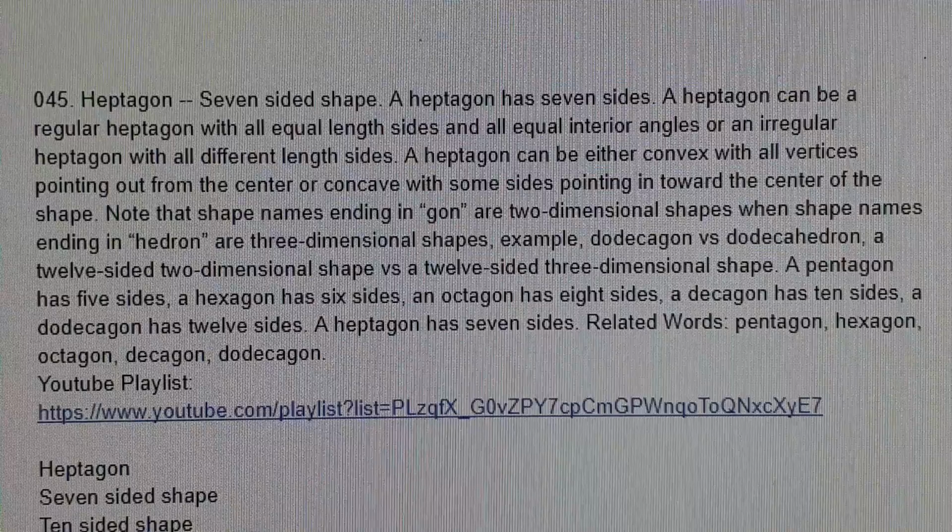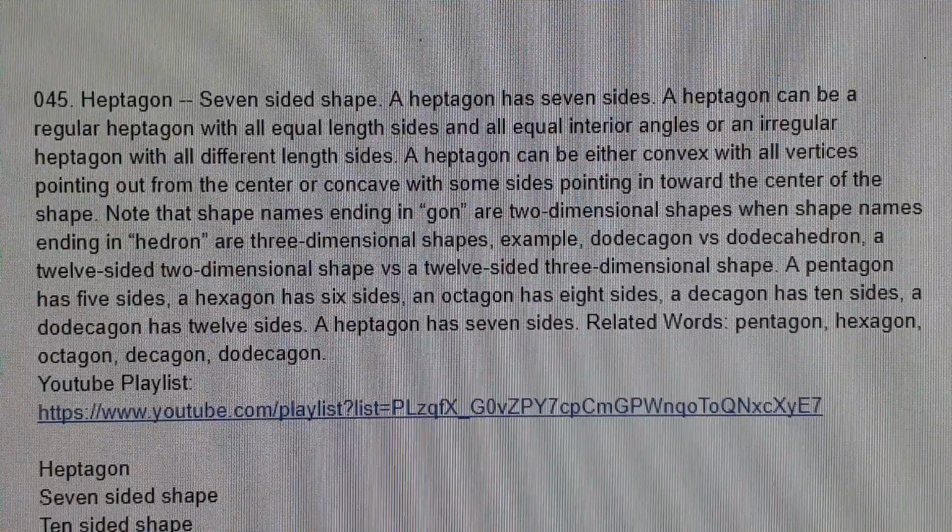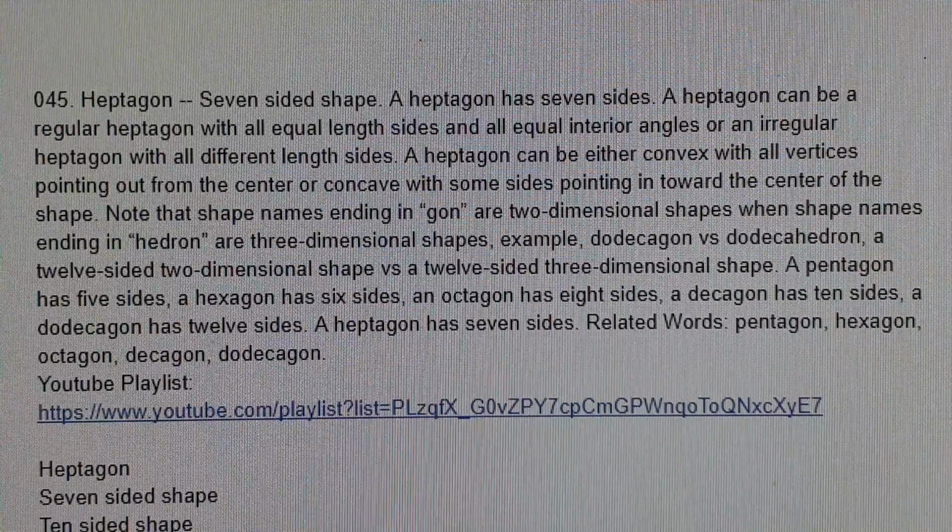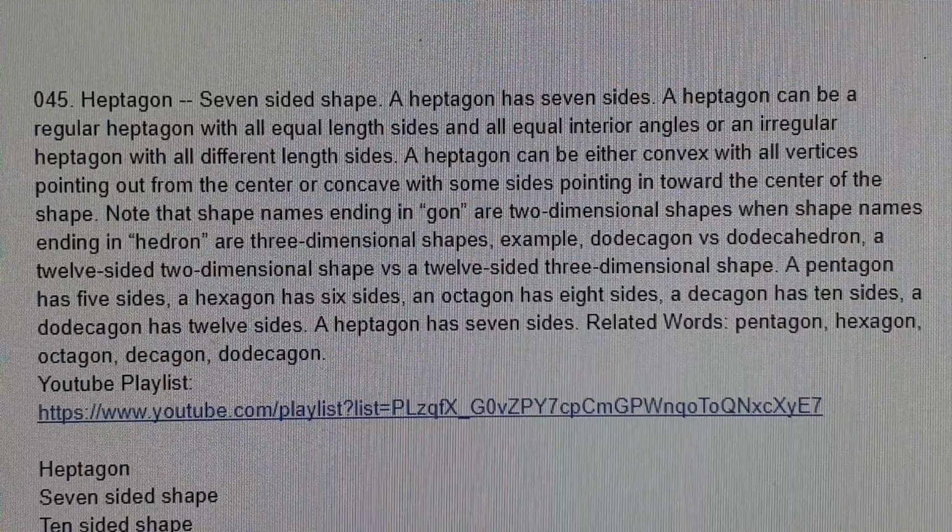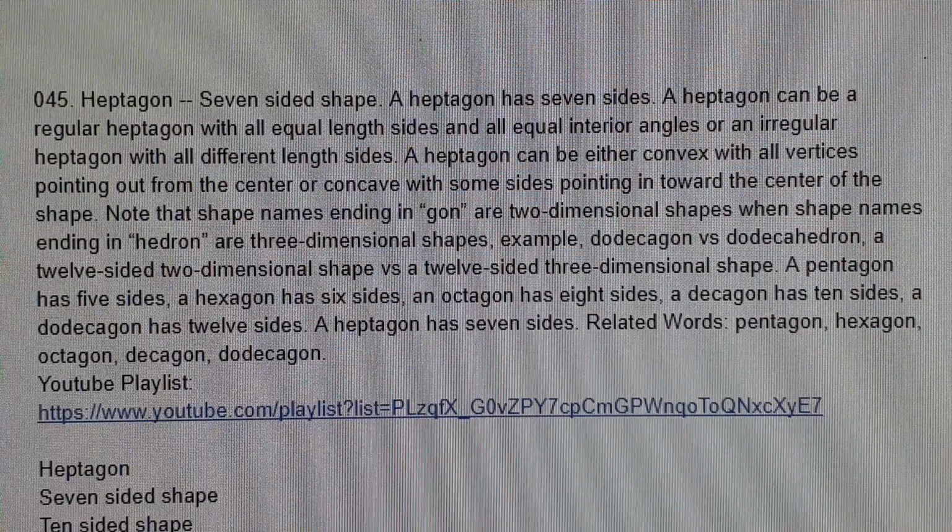A heptagon can be either convex with all vertices pointing out from the center, or concave with some sides pointing in toward the center of the shape.